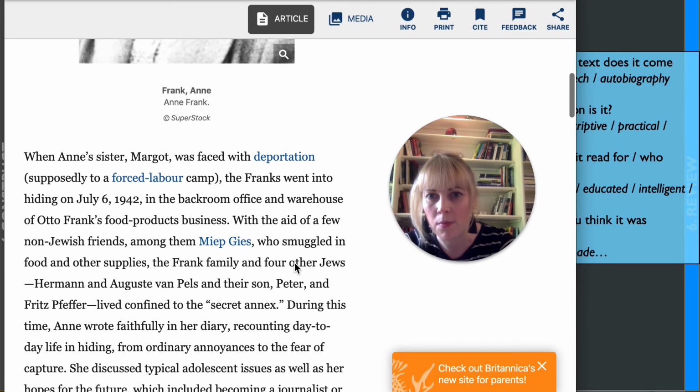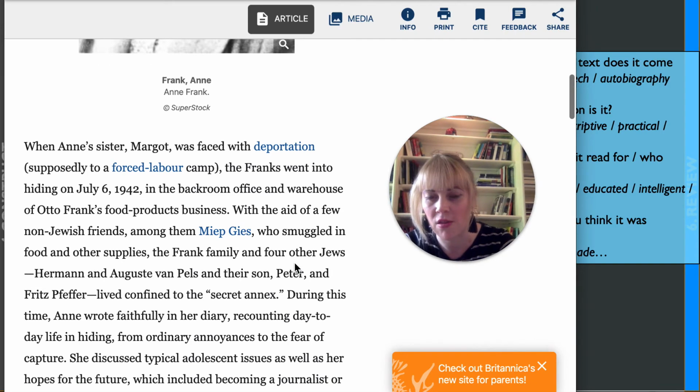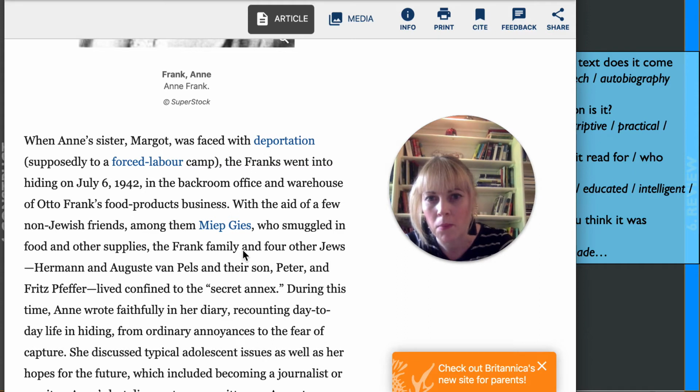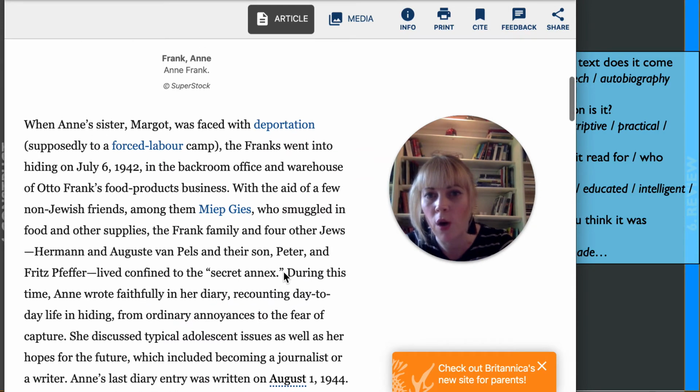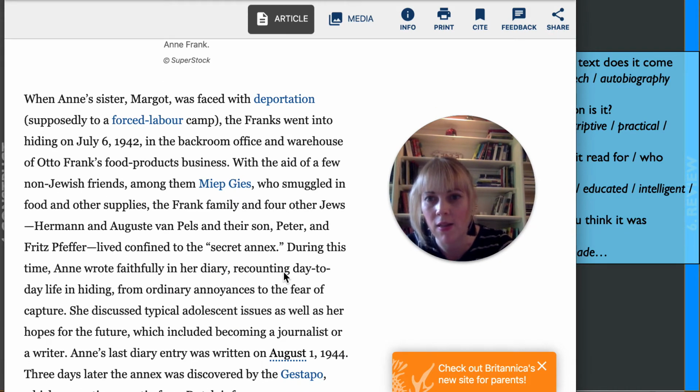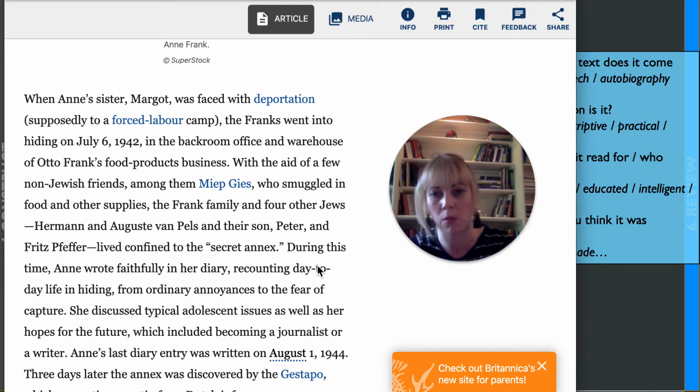When Anne's sister Margot was faced with deportation, supposedly to a forced labour camp, the Franks went into hiding in the backroom office and warehouse of Otto Frank's food products business. With the aid of a few non-Jewish friends, among them, I have no idea how to pronounce this, Miep, who smuggled in food and other supplies, the Frank family and 4 other Jews, Hermann and Auguste van Pels and their son Peter, and Fritz Pfeffer, lived confined in the secret annex. You can actually go and visit the house as well. You can go and see where she was staying.